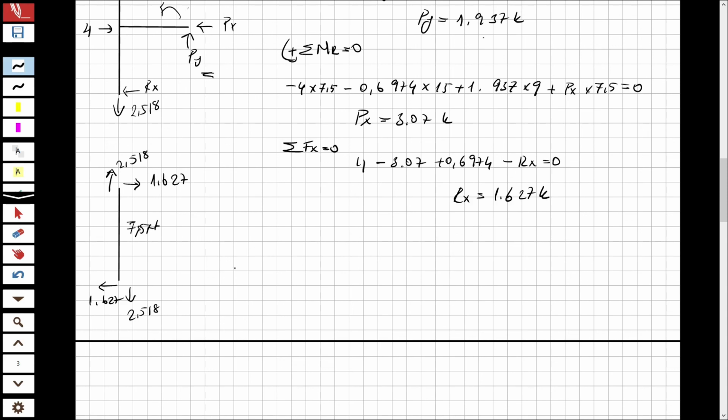And now the question is solved actually, but let's determine the moment here. The moment will be created: 2.518 multiplied by 7.5, and this will be equal to, I guess, 17.2 kip-feet. Sorry. Now the question is solved.